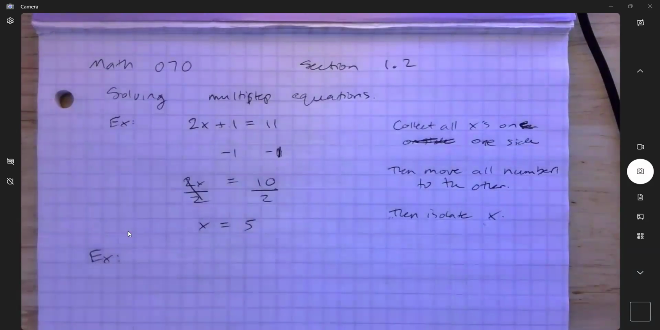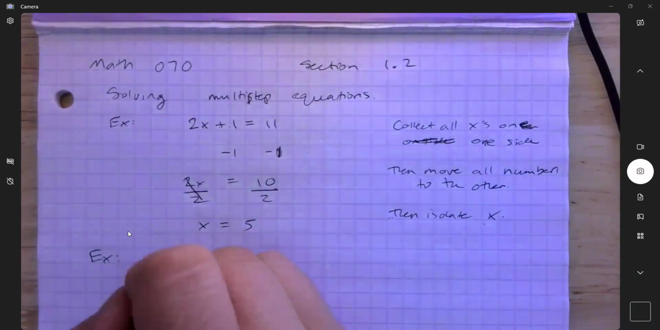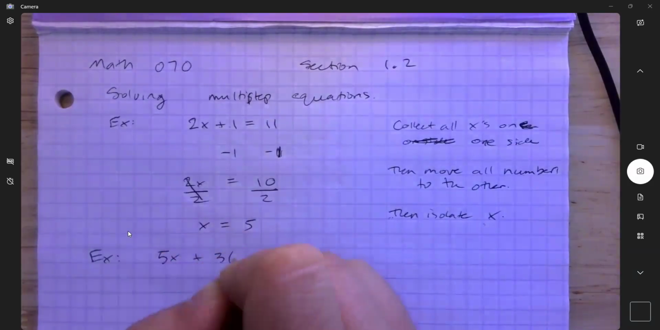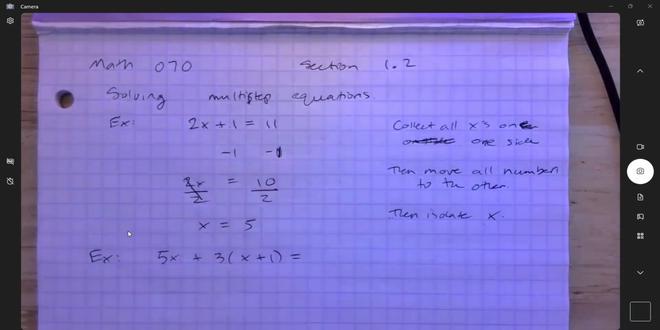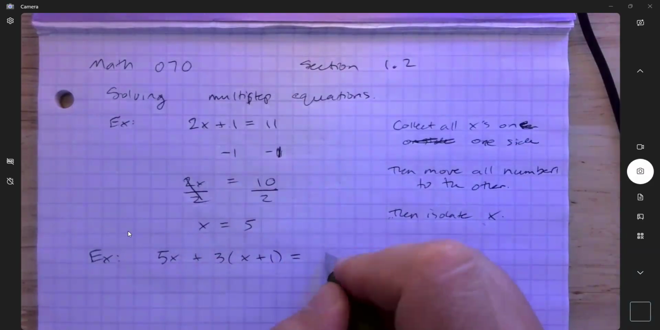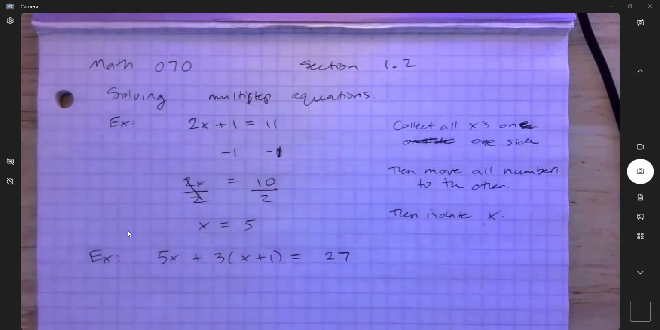Now let's do one that is more complicated. Let's do 5x plus 3 times x plus 1 equals 27. So the first thing we want to do is collect all the x's on one side. They are all on the same side, but they're not collected together. I have a 5x here and more x's over here. So I need to collect them.